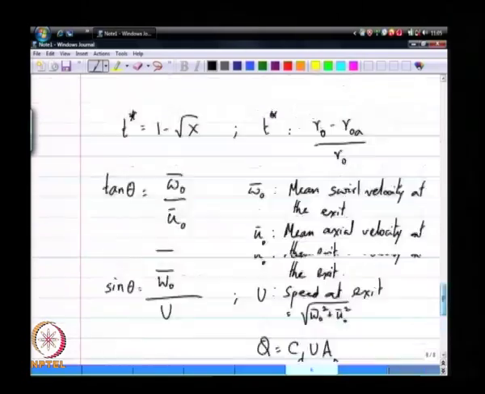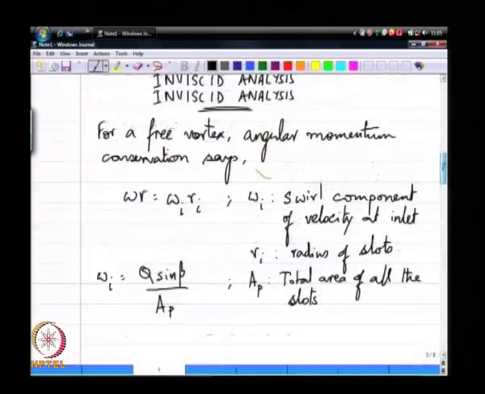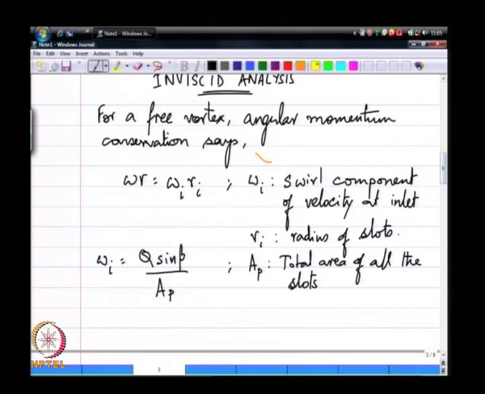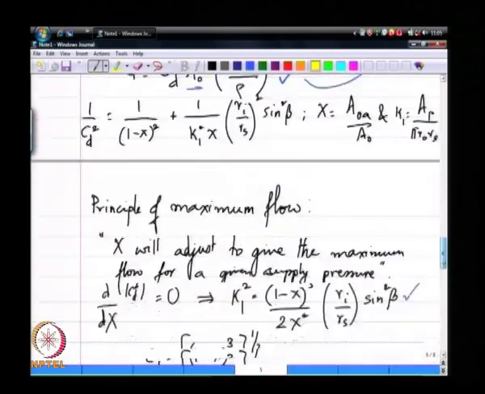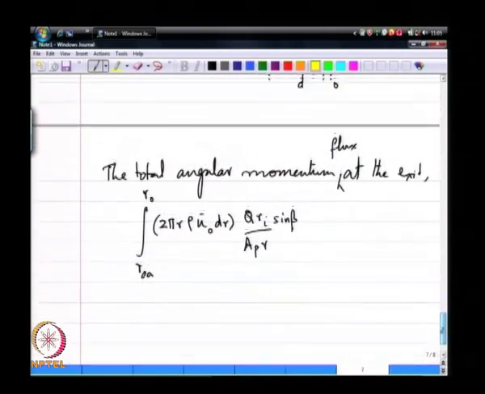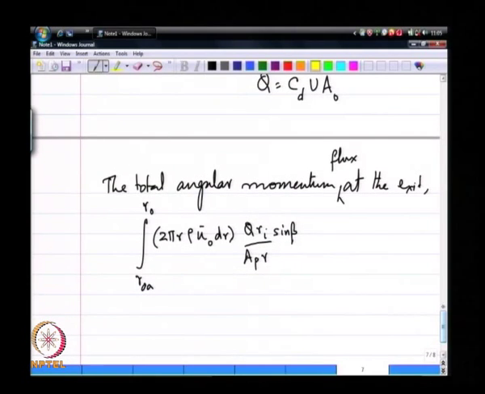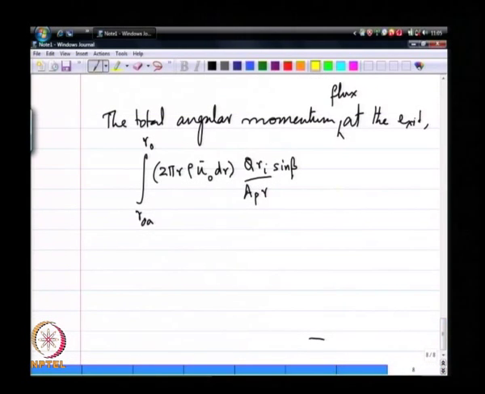Remember our very first expression said at any point inside the flow, inside the swirl chamber, I have this w times the radial location of that point equal to w I r I, and w I is given by q sin beta divided by A p. A p is the total area of all the slots, as a reminder. So, if I do the integration, I can cancel out r here.